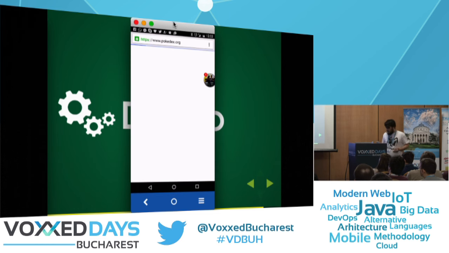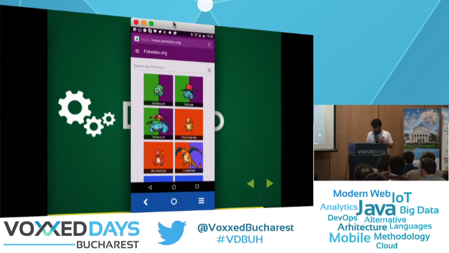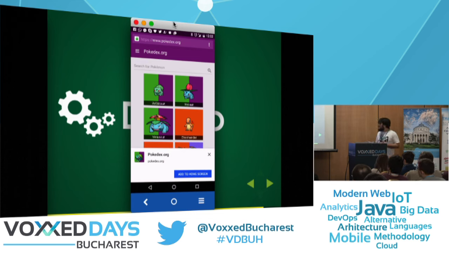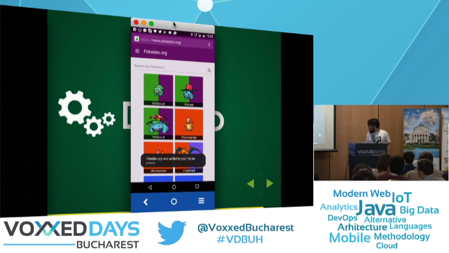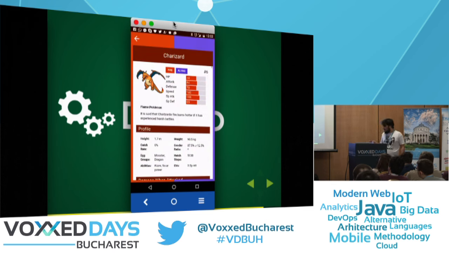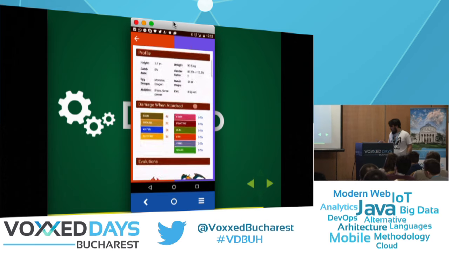Now, when I go to Pokedex.org, I immediately get asked to add it to my home screen because I've been here before. The browser knows that I may want to re-engage with it. And I'm going to do just that. I'm going to add it to my home screen, and let's browse a bit through it. It's just your standard web application that shows information about Pokemon.